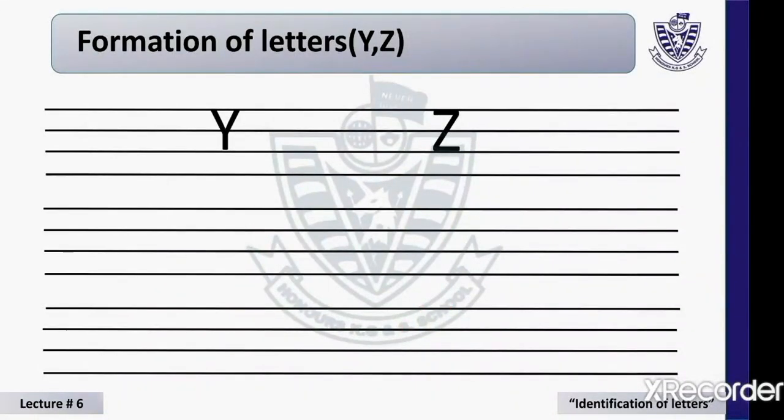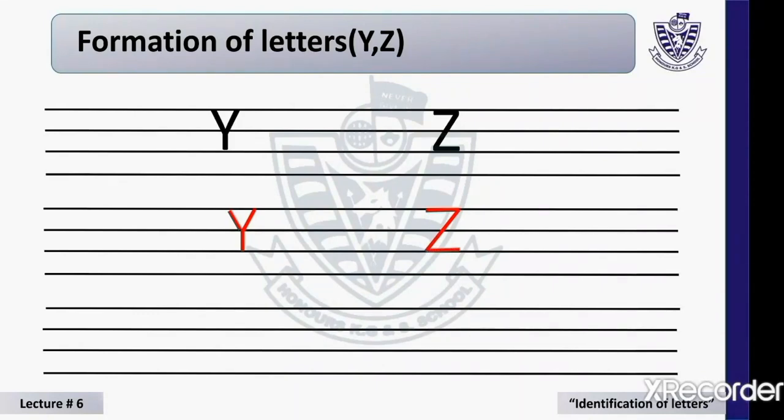Formation of letters Y and Z. Y. Put your pencil on first line and make a small slanting line and stop it on second line. Again put your pencil on first line and make a small slanting line and stop it on second line. Put your pencil on second line and make a small straight line in middle two lines. It will become Y. Put your pencil on first line and make a slipping line. Again put your pencil on first line and make a slanting line and stop it on third line. Put your pencil on third line and make a small slipping line.